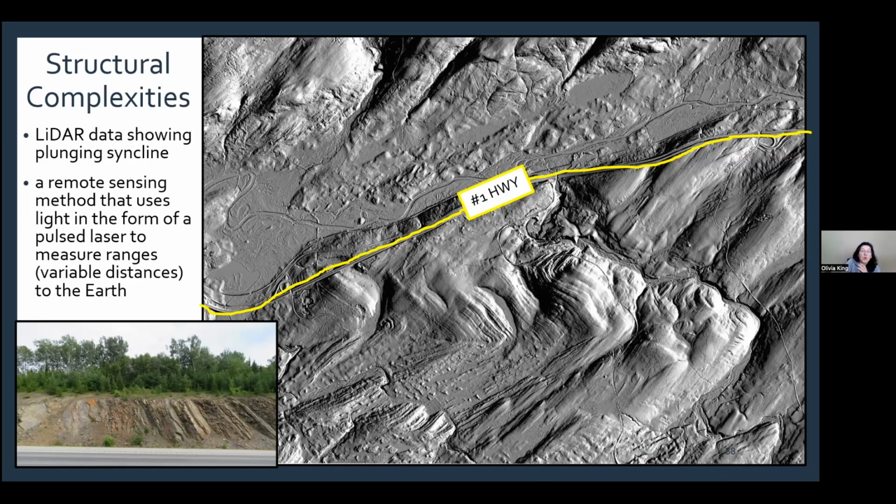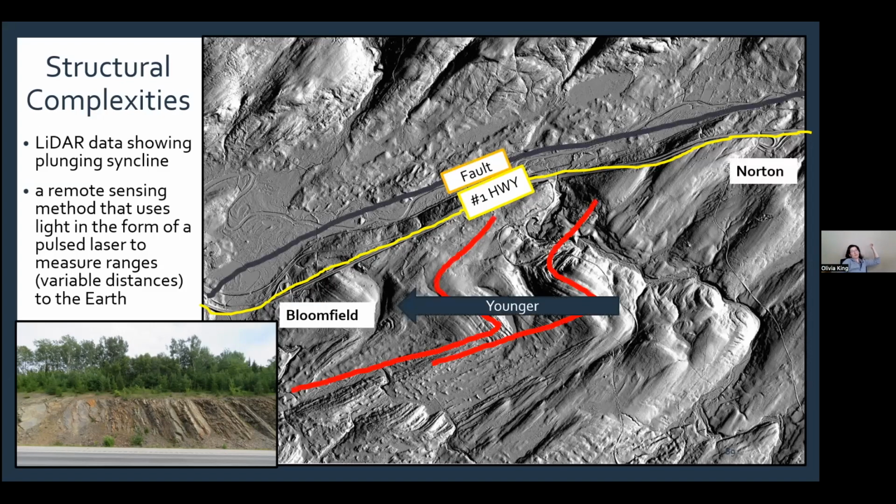This is a remote sensing technique that uses light to form a pulsed laser and measure variable distances to the Earth. And what we found is that the rocks are folding and dipping, with our oldest rocks basically dipping towards the Bloomfield.